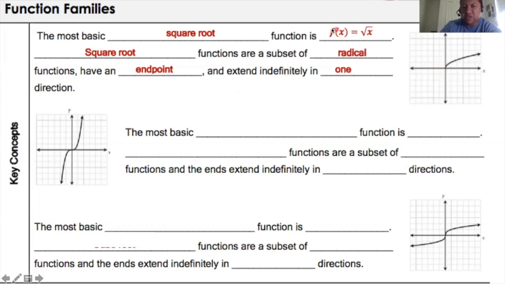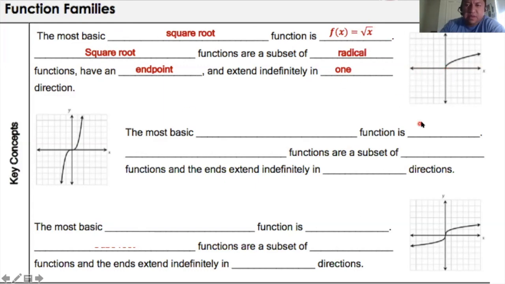The reason this works out this way is that when you try to input any negative number underneath a square root, it's going to give you an error. It's not possible to take the square root of a negative value. So there will be no x, no negative number. Your solutions for any square root function have to be 0 or positive.